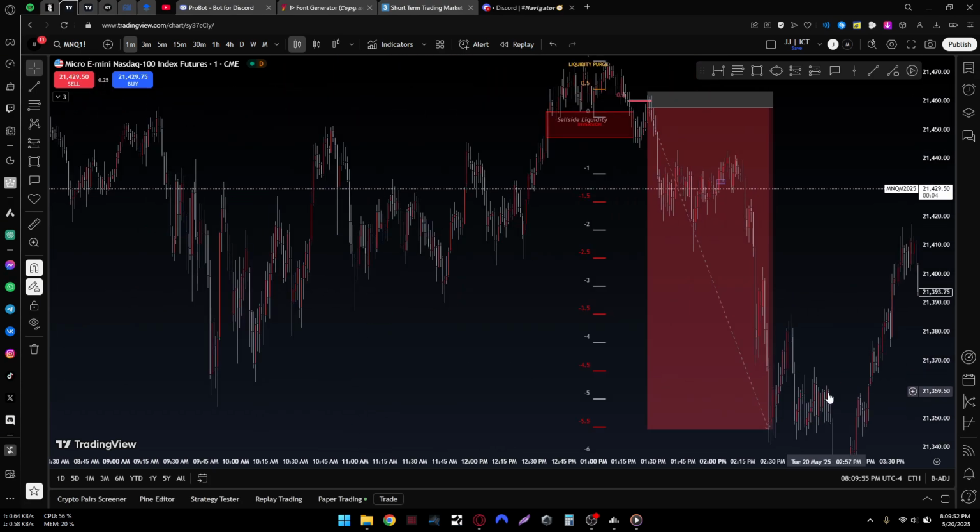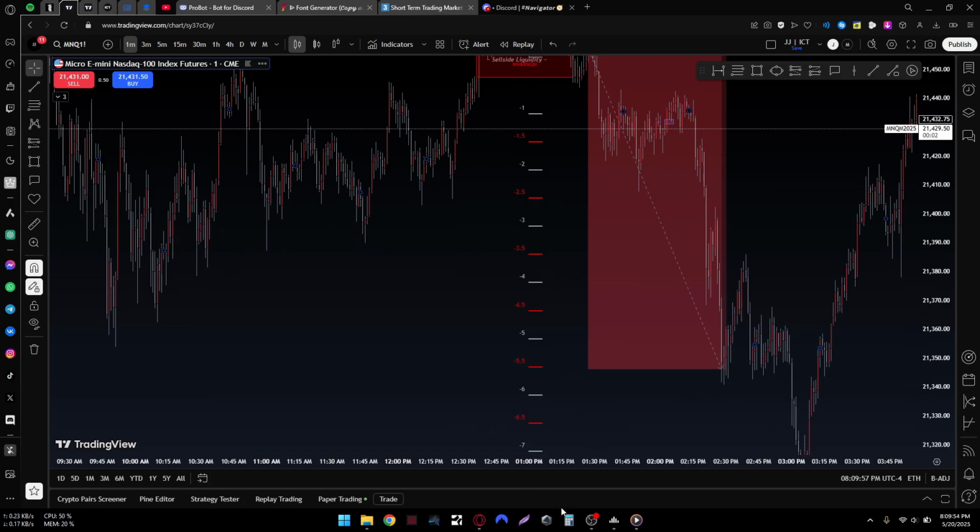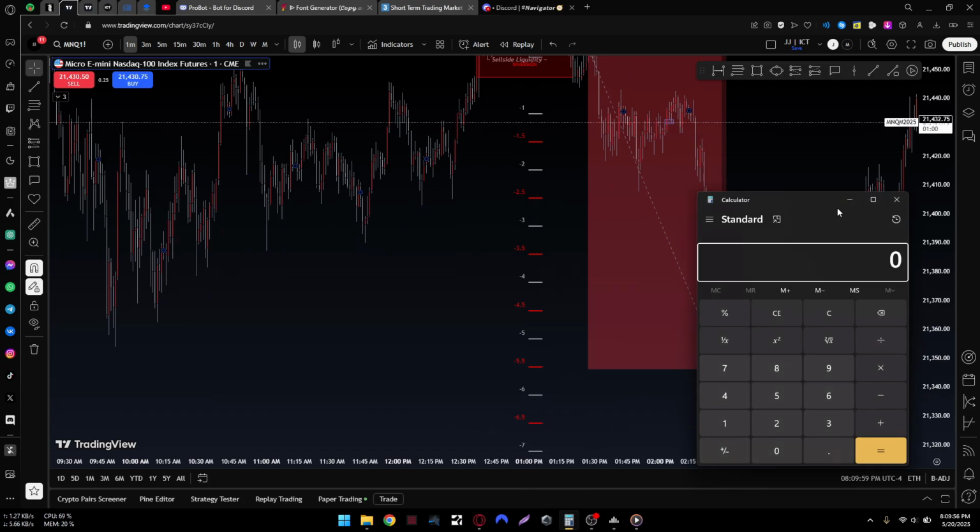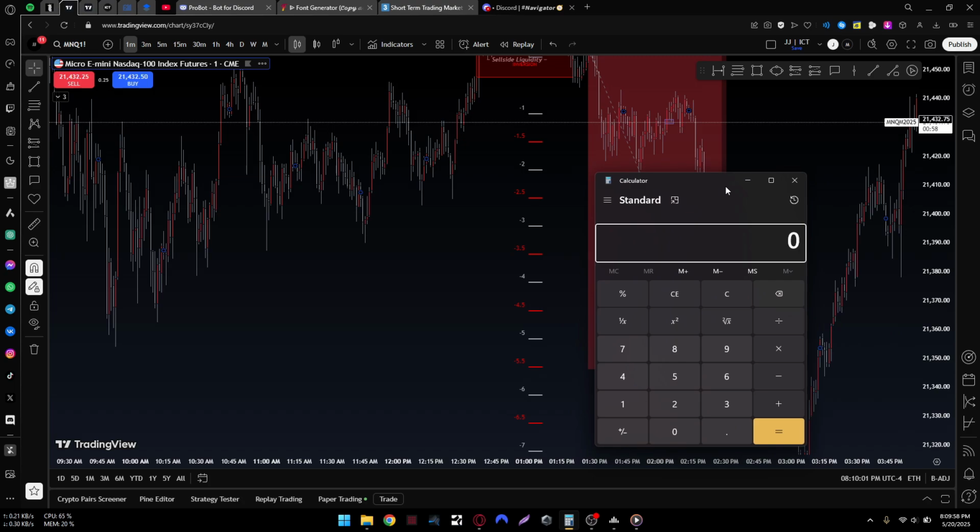But right there, I'm not going to cut it out, okay? If we pull up the calculator, and let's say you're on a funded account and you risked, I don't know, 1%. You made 20% on the funded account, bro. If your funded account was 200K, how much did you make? 40K? You made 40K, dude.